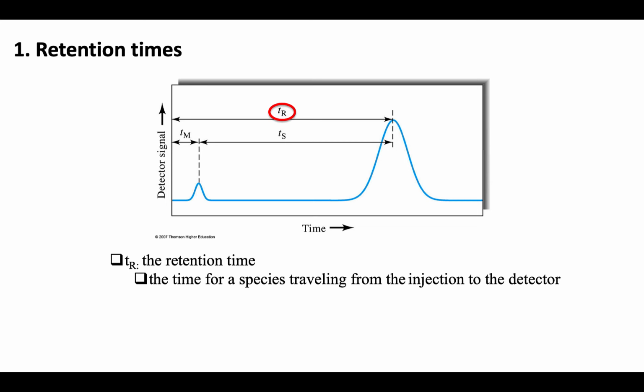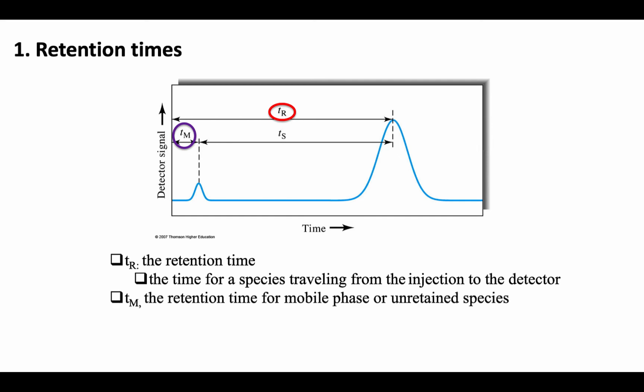You may be wondering why tM is labeled on the first peak. The first peak on the chromatogram is often associated with the mobile phase. This retention time is called tM, which shows the time needed for the mobile phase to travel through the column.